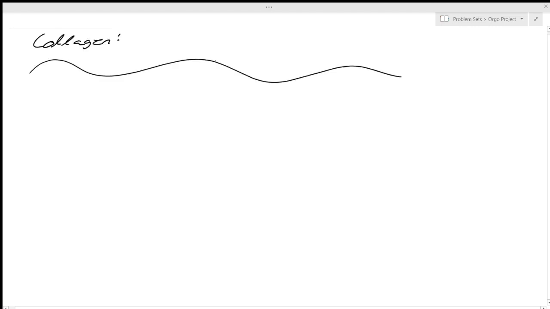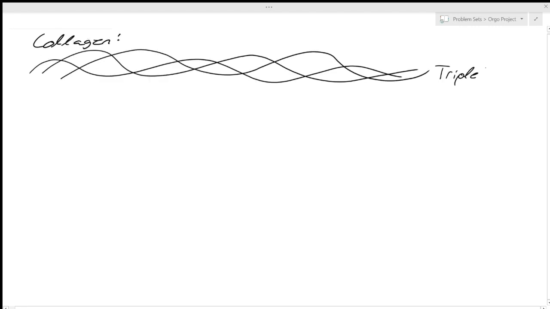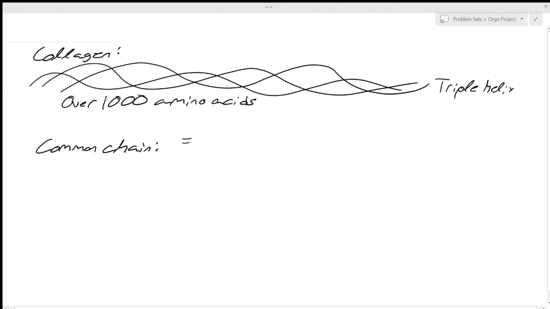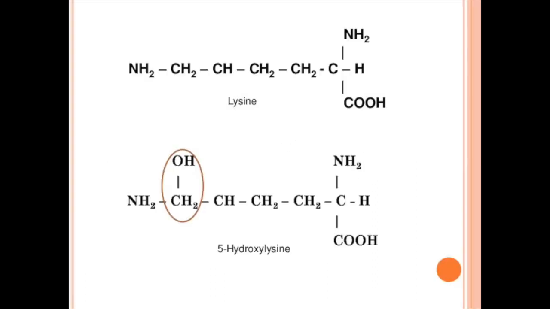The word is actually Greek for glue, and collagen itself is actually pretty important due to its role as a glue. It has a triple helix structure, with each strand being a polypeptide chain of over 1,000 amino acids. The amino acid sequence itself is pretty common, usually being glycine, proline, hydroxyproline, but those last two can be exchanged for lysine and hydroxylysine. These hydroxyl versions are just simply oxidized versions of the standard amino acids, so they just have an extra alcohol group on them.